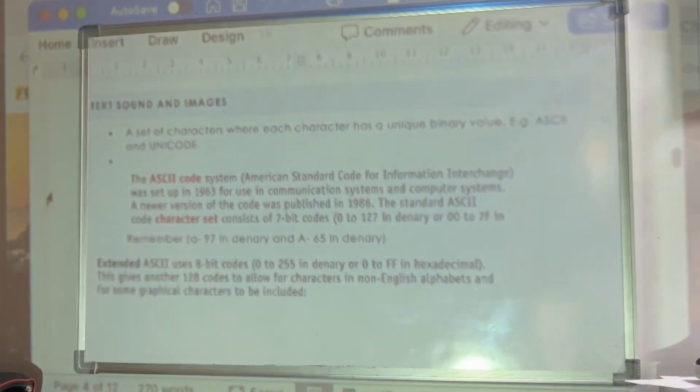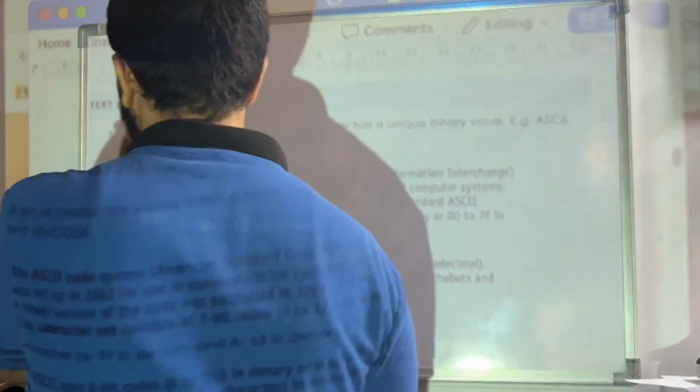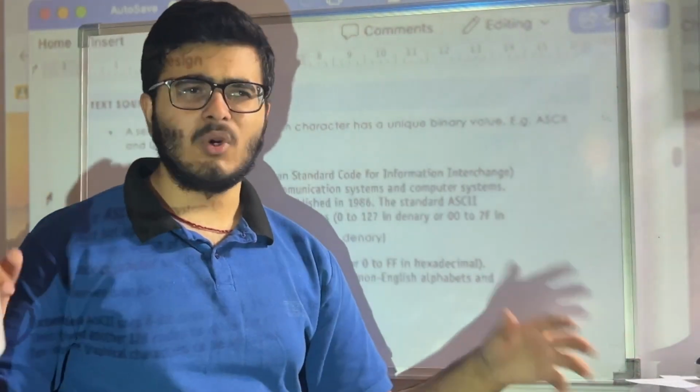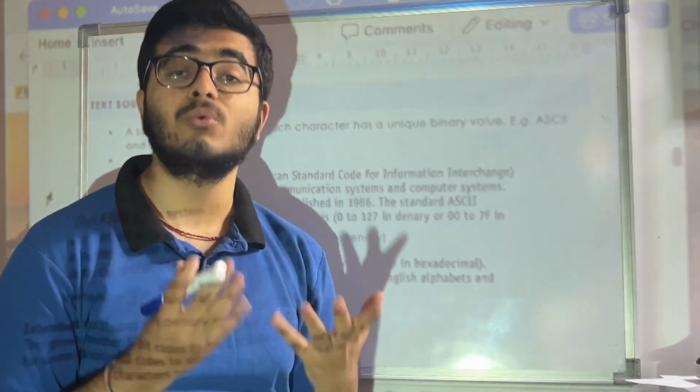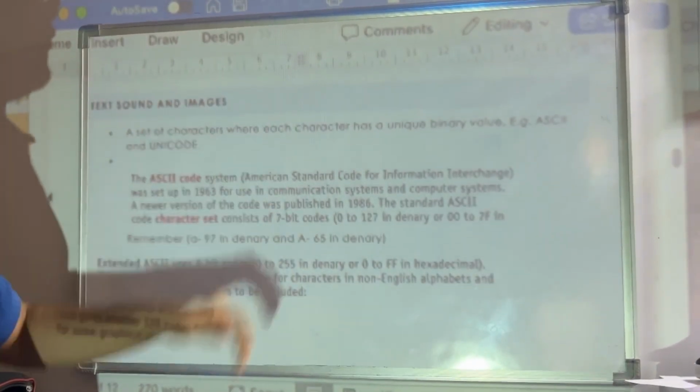Text, sound and images. So this section basically talks about how text, sound and images are stored as binary in a computer system, right? Let's talk about text first. How is text, whatever we type, whatever you see on the computer system, how is that stored, right? So text is basically stored using a character set, right?